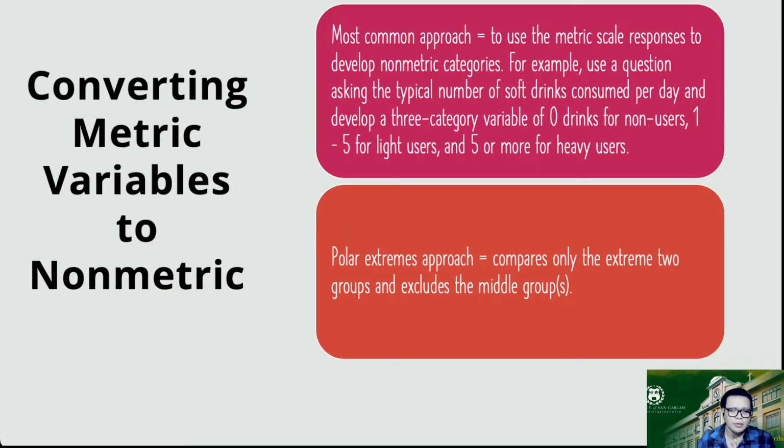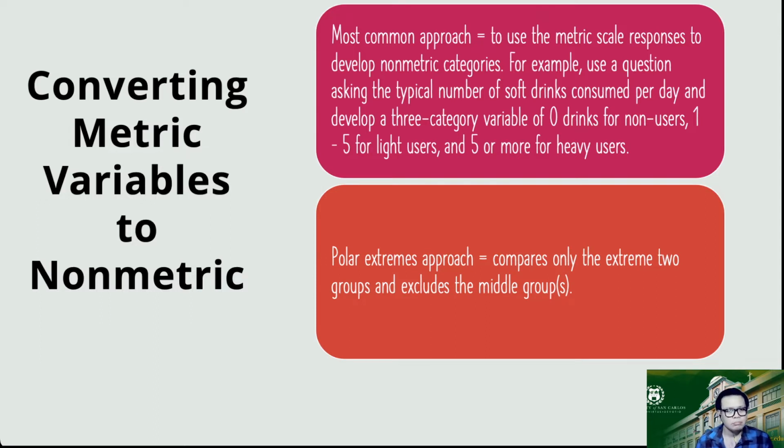Now, we also have to consider converting metric variables into non-metric ones. So, the most common approach is that we tend to use the metric scale response to develop non-metric categories. So, to cite an example, we use a question asking the typical number of soft drinks consumed per day and develop a three-way category variable of 0 drinks for non-user, 1 to 5 for light users, and 5 and beyond for heavy users as our parametric scale.